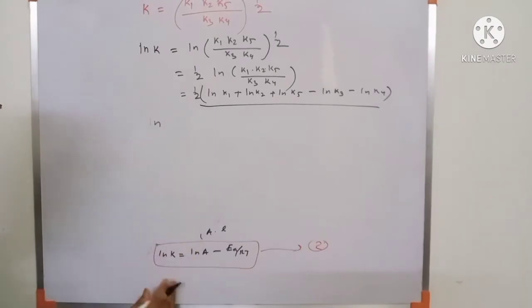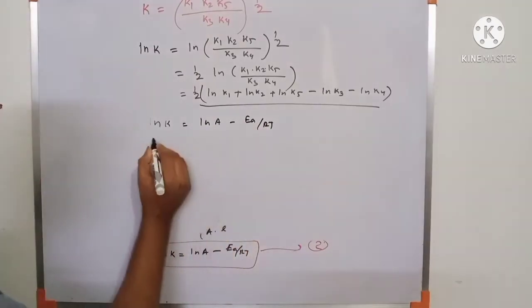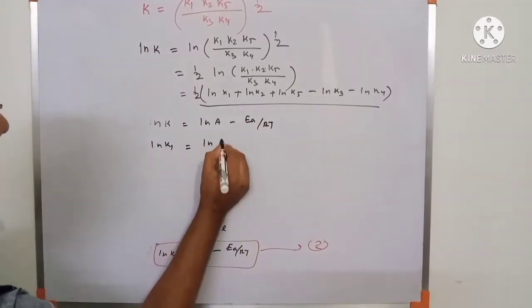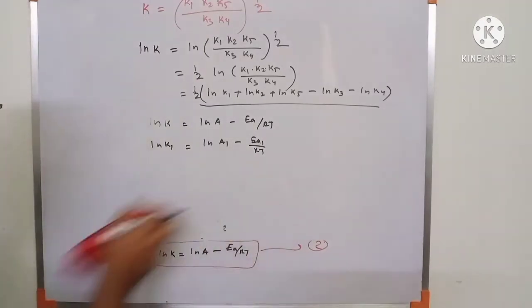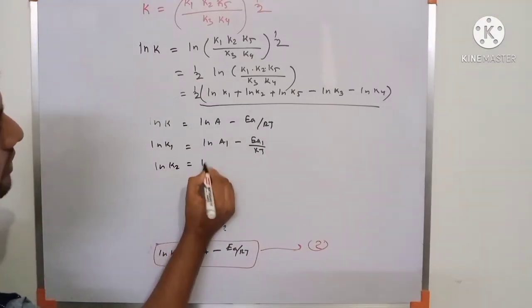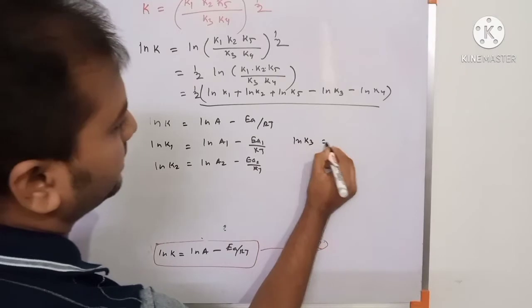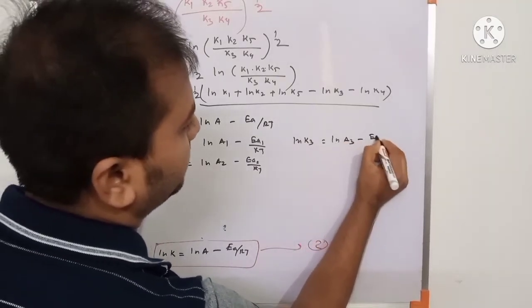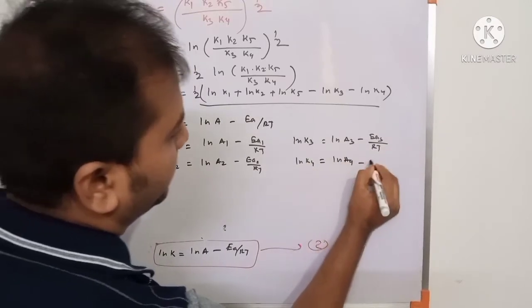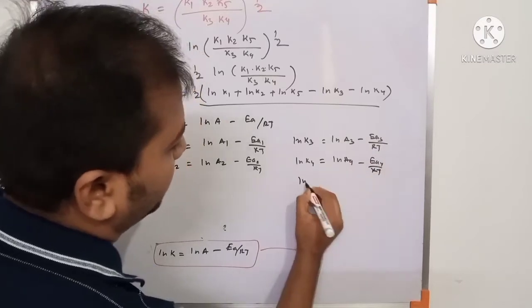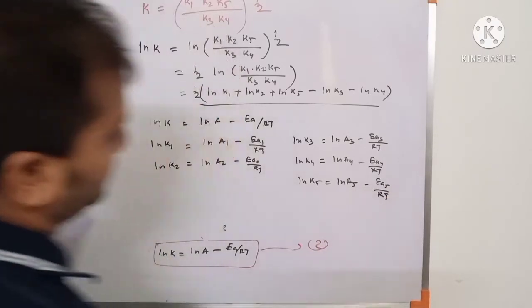We know this equation, ln K equal to ln A minus Ea by RT, where ln K1 equal to ln A1 minus Ea1 by RT at constant temperature, and ln K2 equal to ln A2 minus Ea2 by RT, ln K3 equal to ln A3 minus Ea3 by RT, ln K4 equal to ln A4 minus Ea4 by RT, and ln K5 equal to ln A5 minus Ea5 by RT.